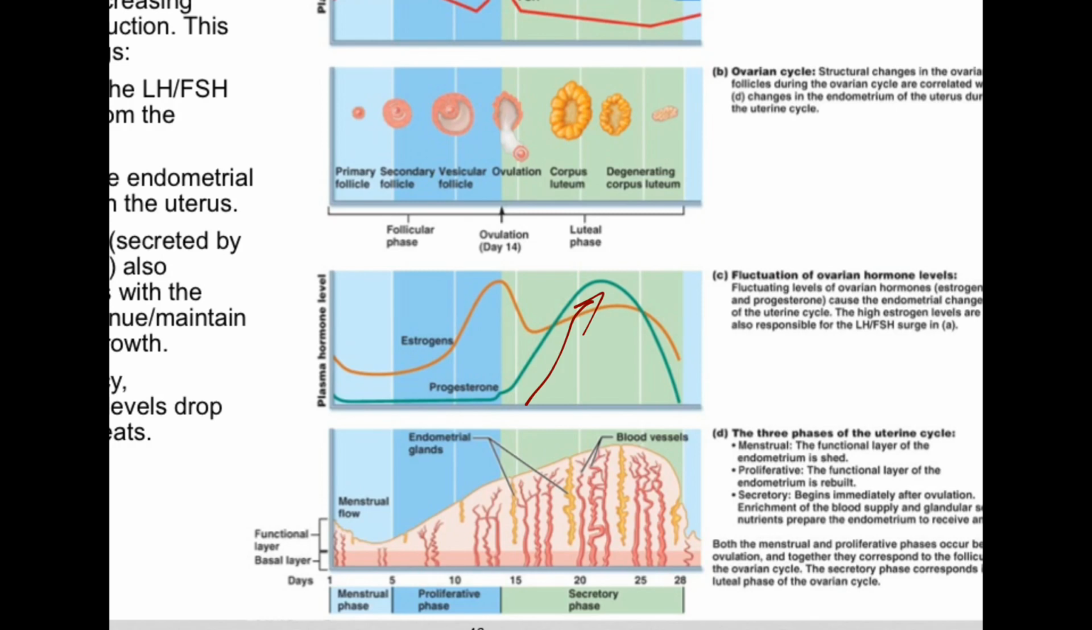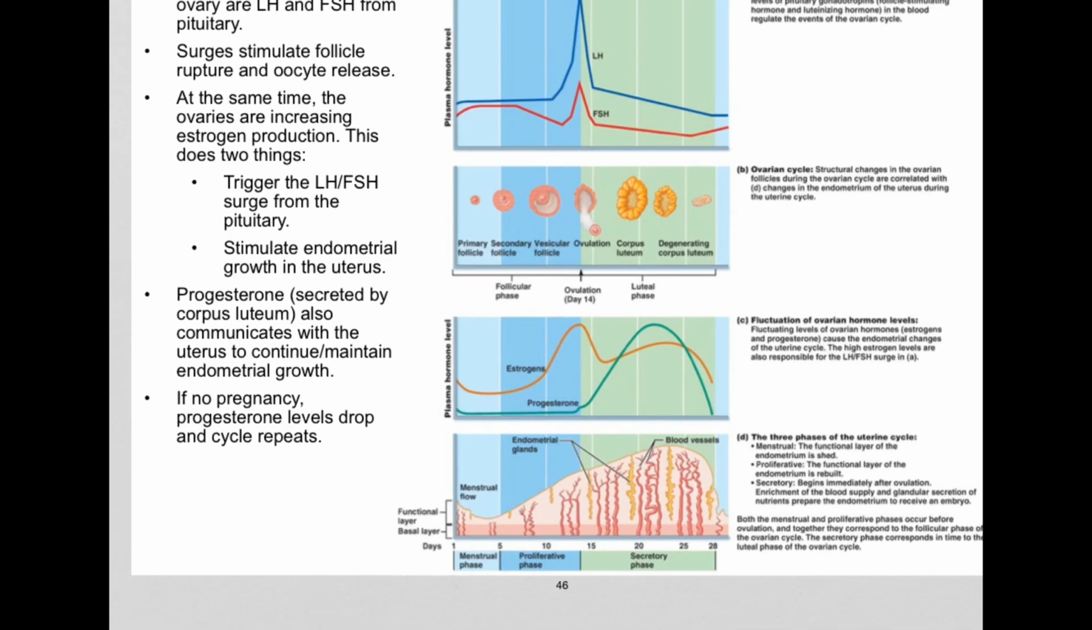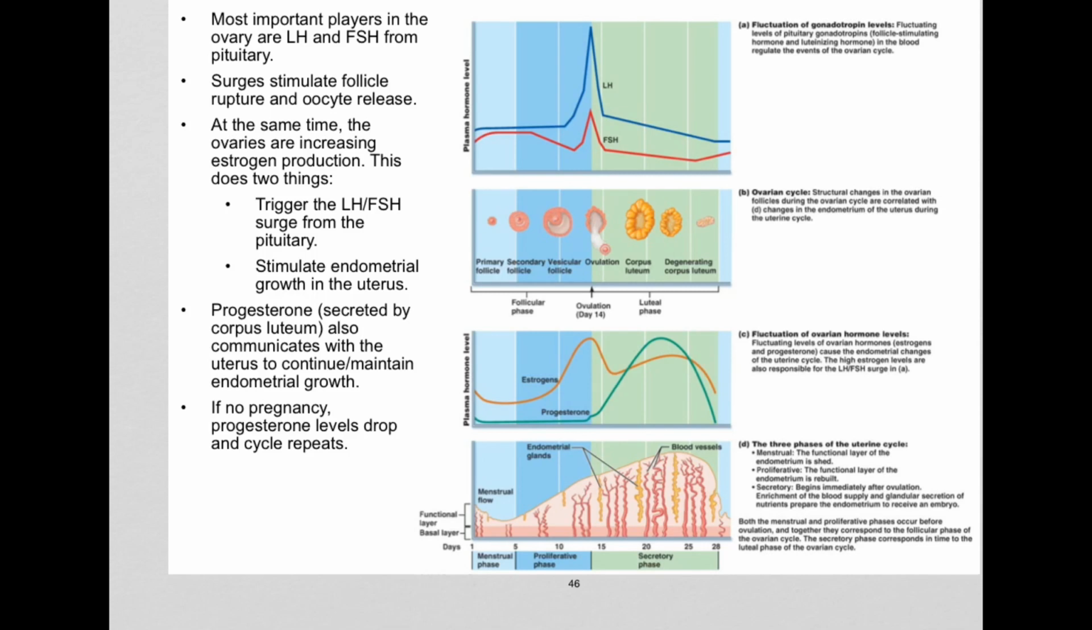And you need progesterone to keep the endometrium growing and thickened. If there's no pregnancy, the corpus luteum will degenerate, fall apart, and go away, which means that it'll stop producing progesterone, and progesterone levels fall. If progesterone levels go down, that's what causes the endometrium to fall apart, and that's what you see as the blood loss during menstruation. If there was a pregnancy, things would be very different, and we'll talk about that in just a minute.